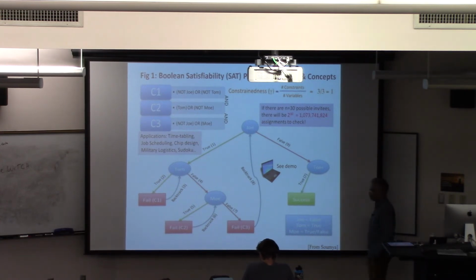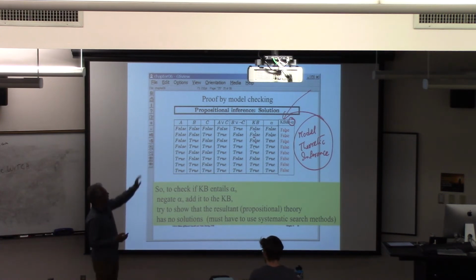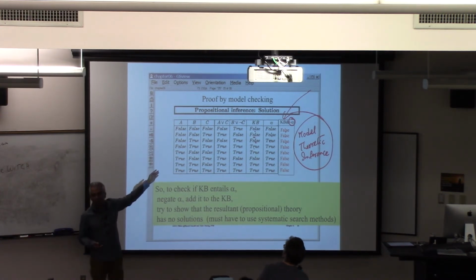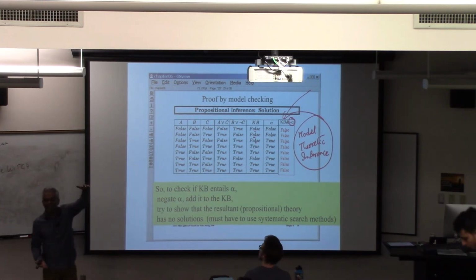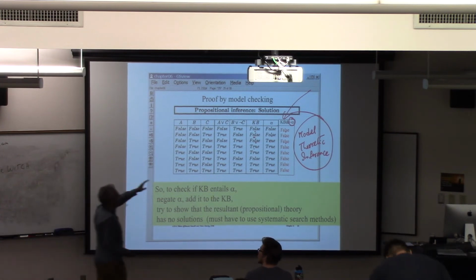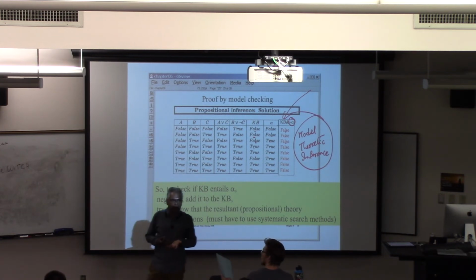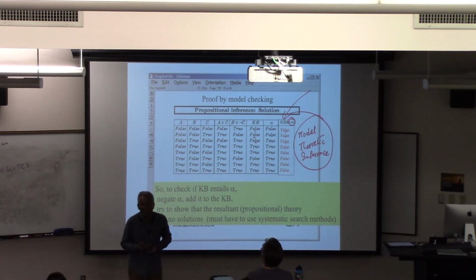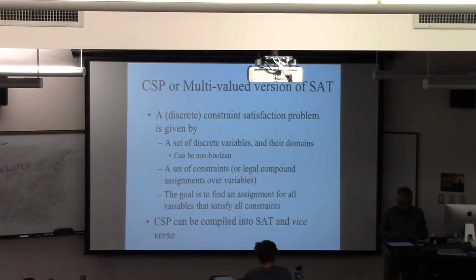Okay. So we sort of took a digression. We were trying to do theorem proving. We wanted to prove, knowing what we know, whether a sentence is entailed. And we found that one way of checking entailment is actually proving Boolean unsatisfiability. So in propositional logic, there are really two kinds of problems.